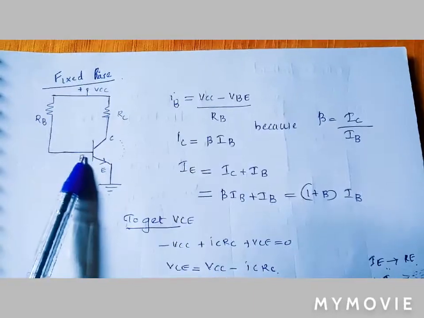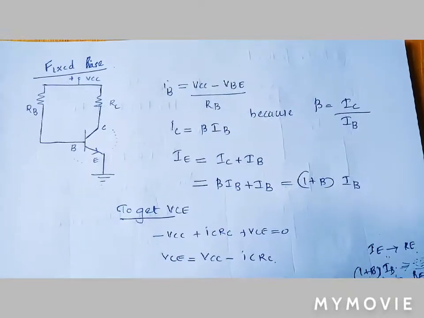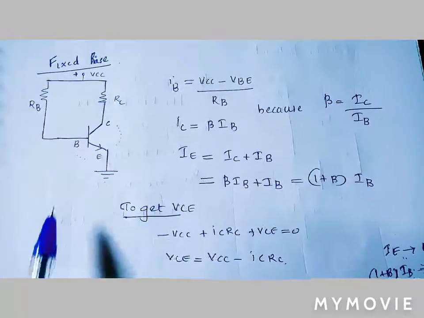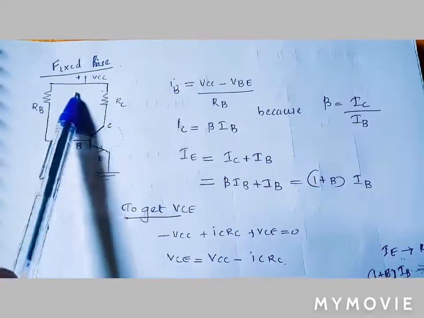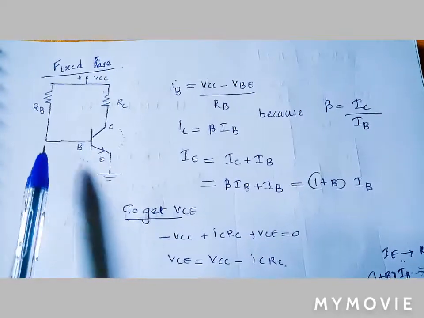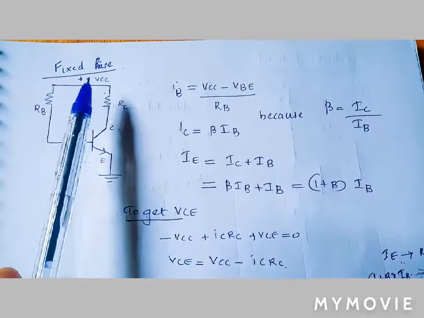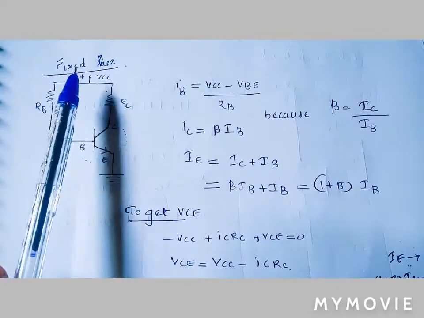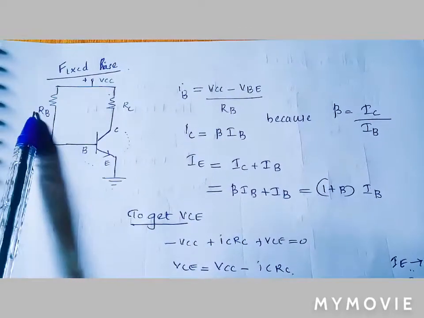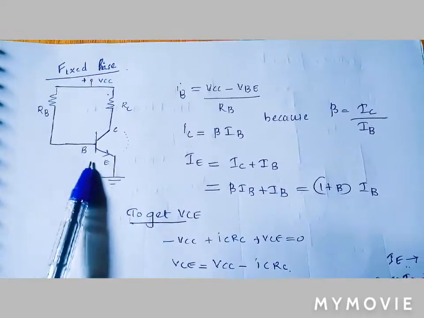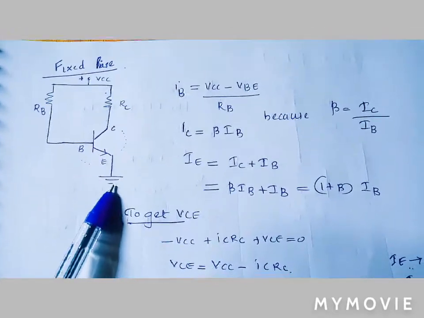So we have to find the base current, for which we are applying Kirchhoff voltage law in the input. So here VCC is the input. So we know that the Kirchhoff voltage law here gives minus VCC plus IBRB plus VBE equal to 0.